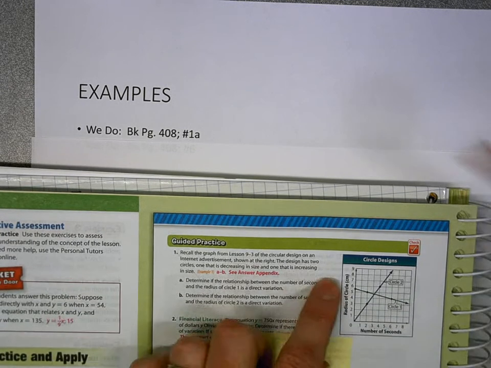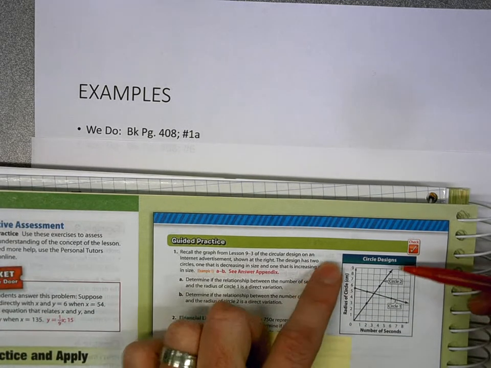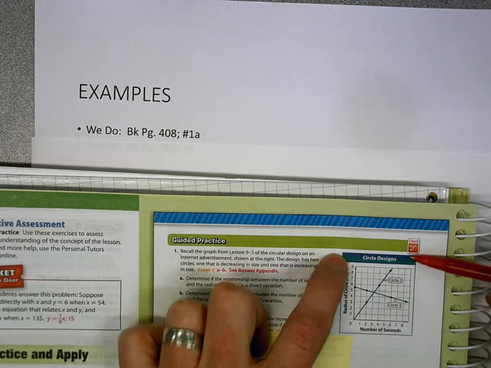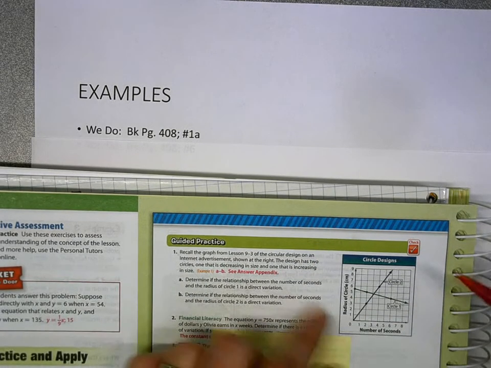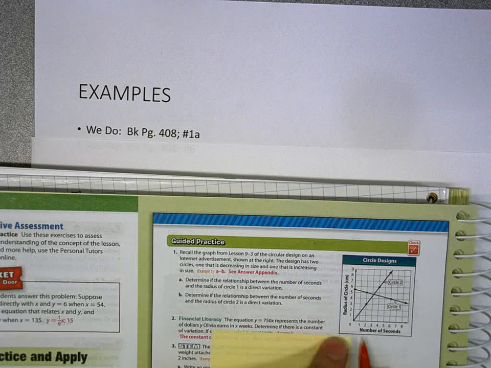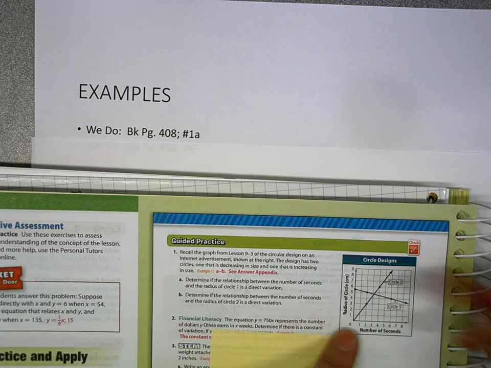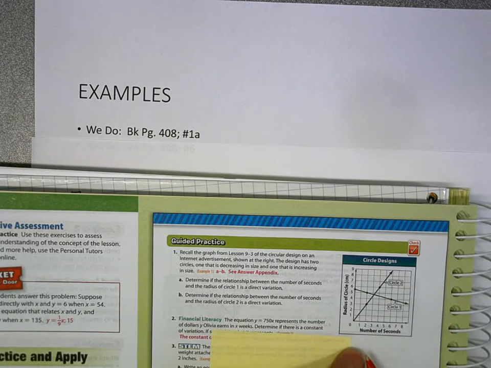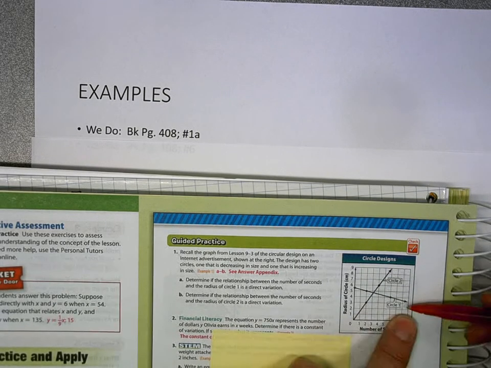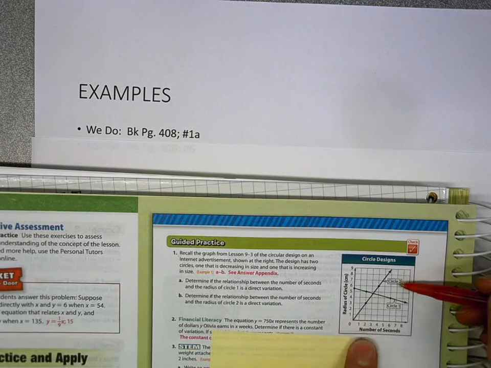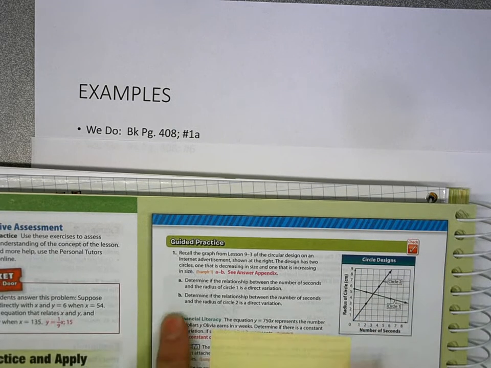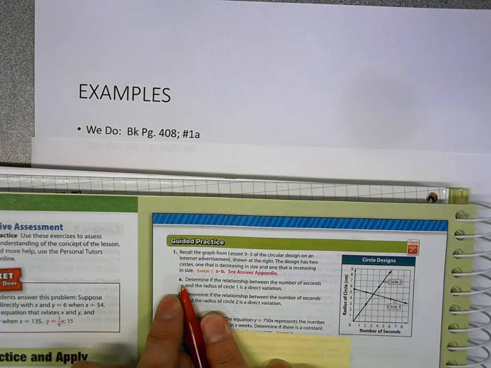First of all, it's always good to make sense of the chart. So we have circle designs. You have two circles here, and they compare the radius of the circle, in centimeters, with the number of seconds that has passed. The green line is circle one, and the blue line is circle two. So we're going to take a look at 1A.